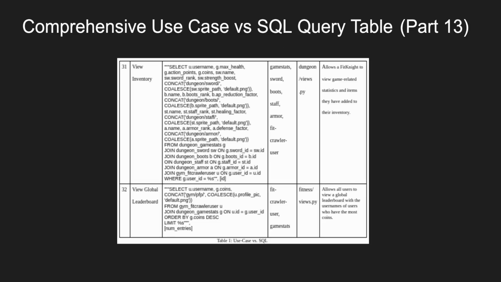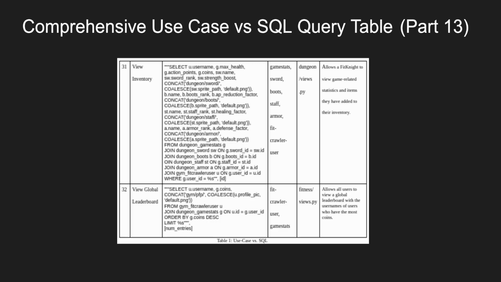And lastly here, we have the view inventory and the view global leaderboard features. The view inventory is a feature limited to the Fit Knights. The Fit Knights can click on the inventory button on the home page. This will display the number of action points that they currently have, as well as the items they have that they can use inside of the dungeons. So this will display whether you have like a noob sword or like a mace.